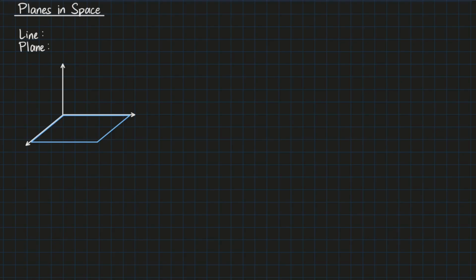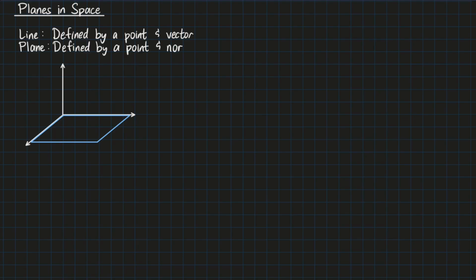Alright, so last video we talked about lines in space. In this video we're going to be talking about planes in space. So remember, a line is defined by a point and a vector. A plane is also defined by a point and a normal vector n. And remember, the vector n is orthogonal or perpendicular to the plane. So if you have the point, you know where the plane runs through, and if you have the normal vector n, you know which way the plane tilts or what direction it faces.